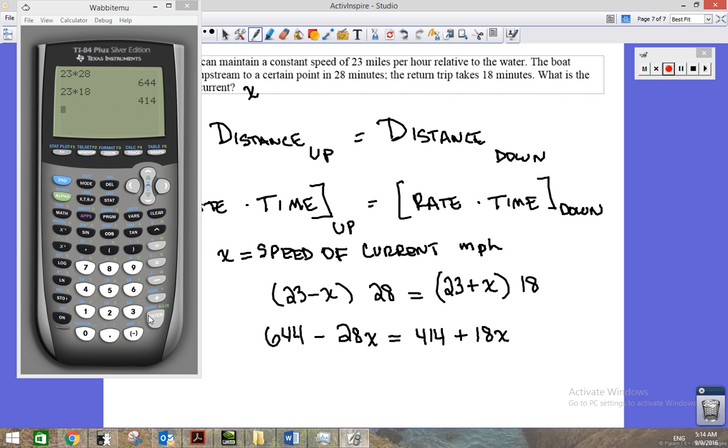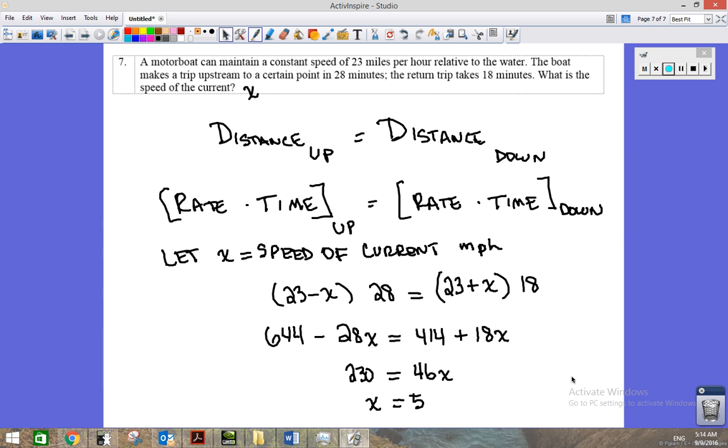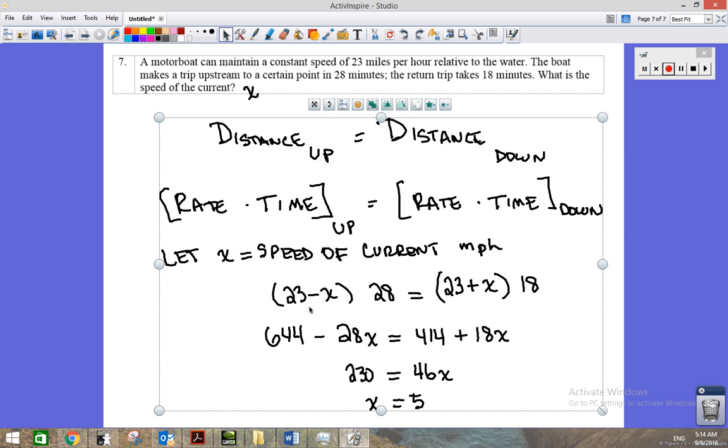So let's take our 644 and subtract 414. 230. And let's take 28 plus 18. And that is 46. Let's take 230 and divide it by 46. 5. So, if we've done things correctly, the speed of the current is 5 miles per hour.